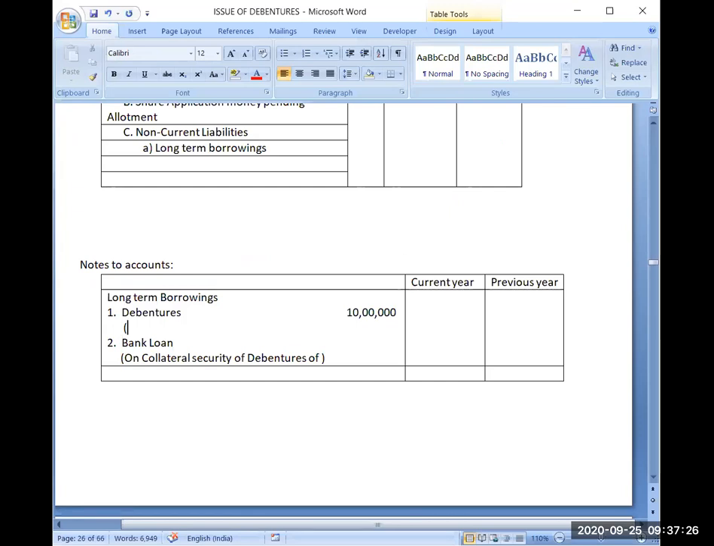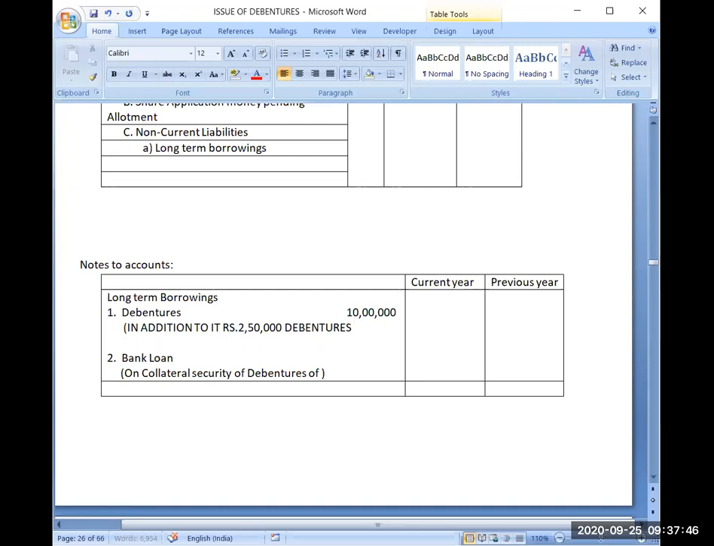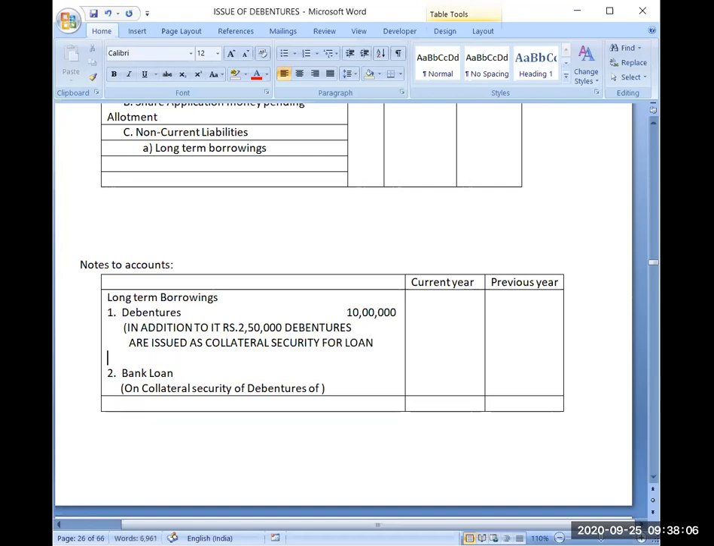Now the note will be here that in addition to it, rupees 2,50,000 debentures are issued as collateral security for the loan taken from SBI.